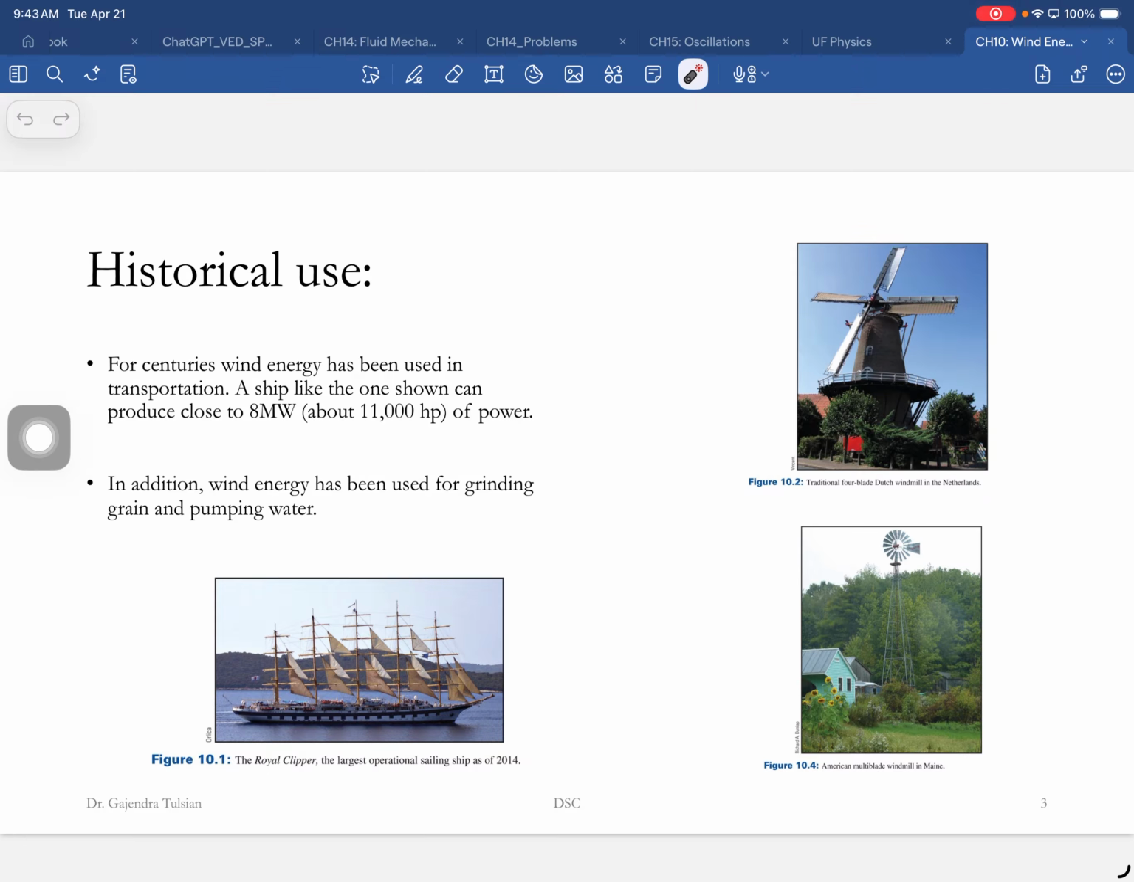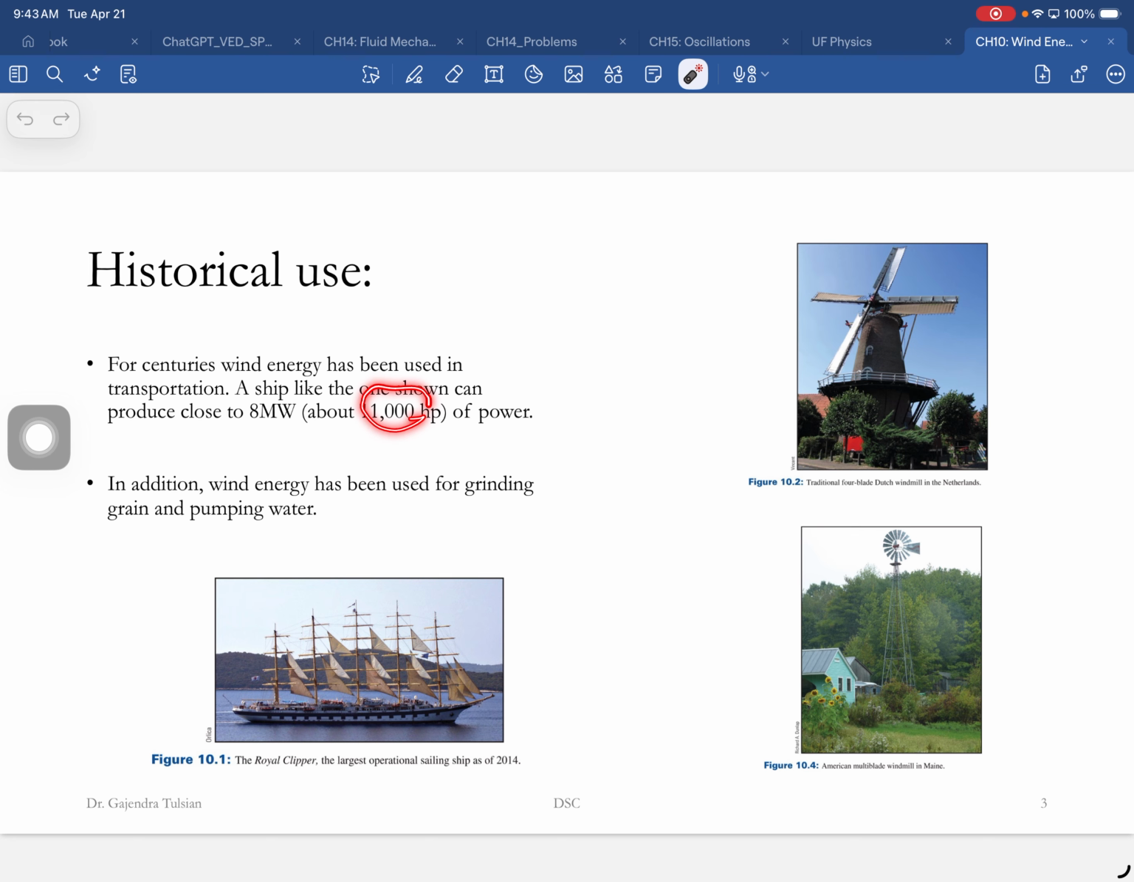So here's a pretty amazing thing. We've been harnessing wind for motion, so that's what sail ships do. And look at this. This sail ship can produce 8 megawatts of power. That is 1,100 horsepower. A small car will produce about 100 horsepower, 110 horsepower. So this is producing 100 times the power of a small car. So we've been harnessing this.